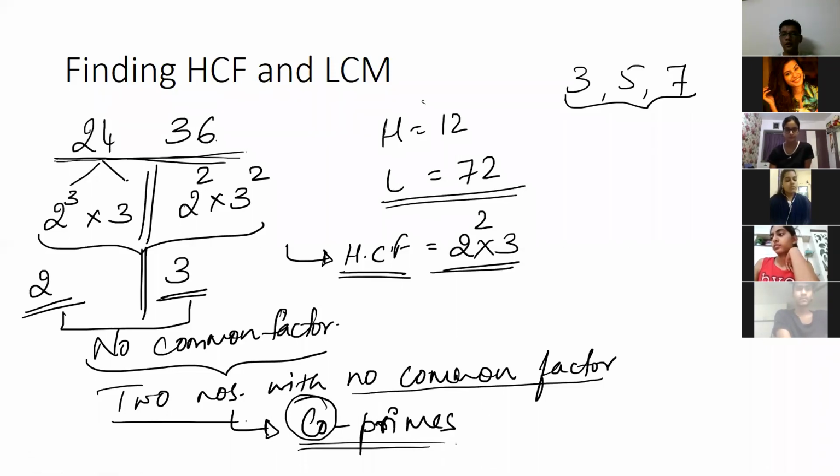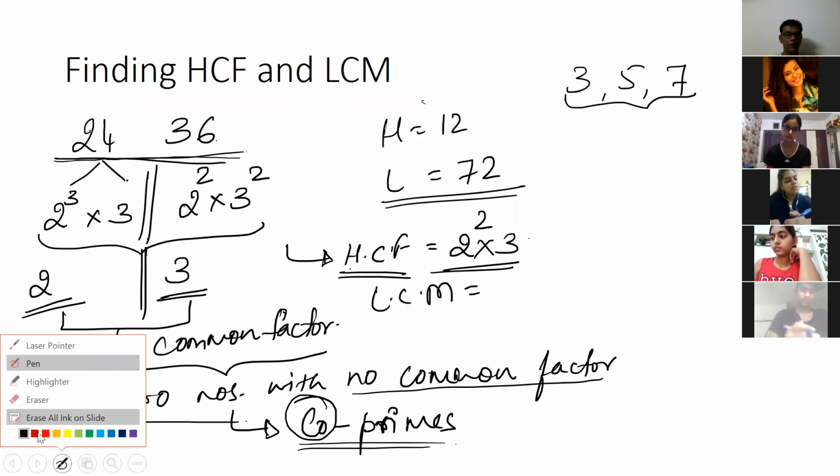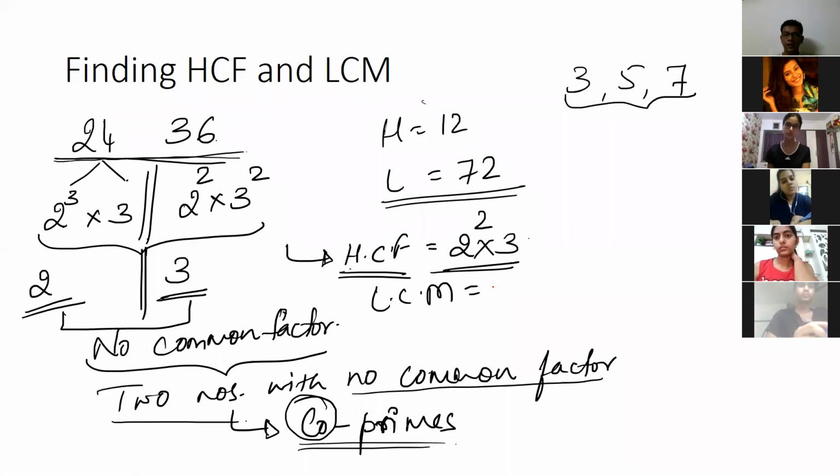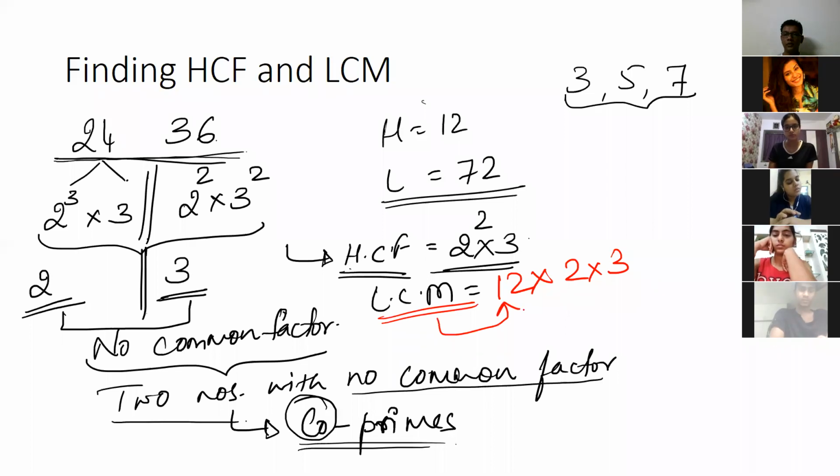Now that you got your HCF, which is 12, look at your LCM. Your LCM, 72, became nothing but the HCF that you had in your hand, multiplied by the 2 and the 3 that was left over with you. So what happened? 12 into 6, 72.